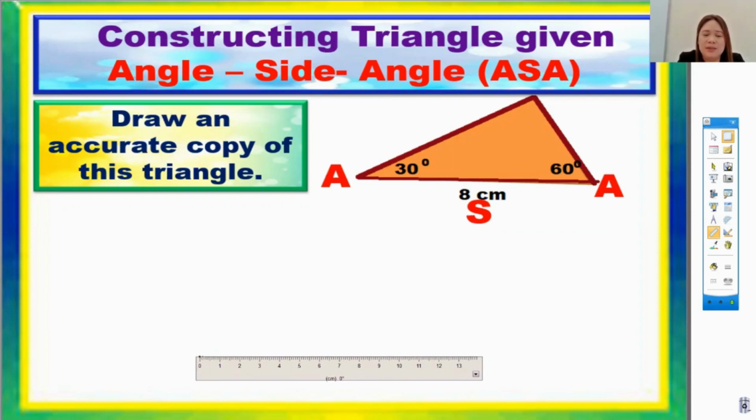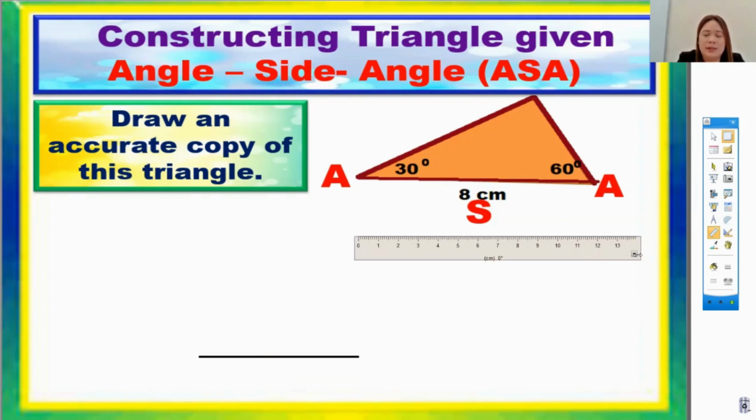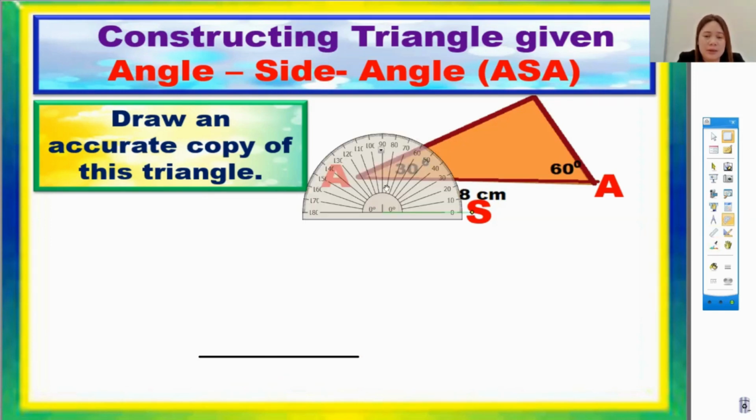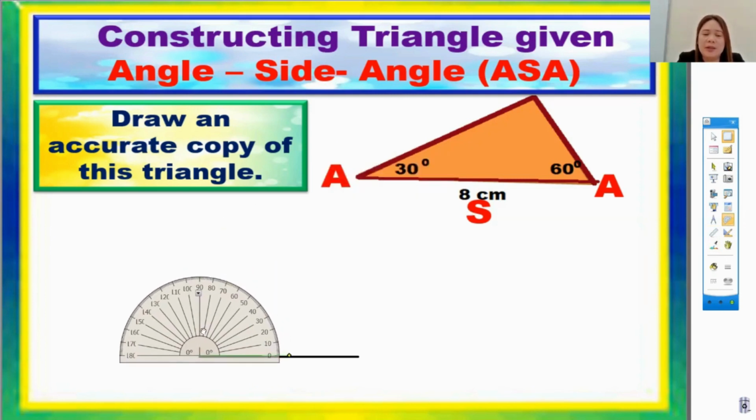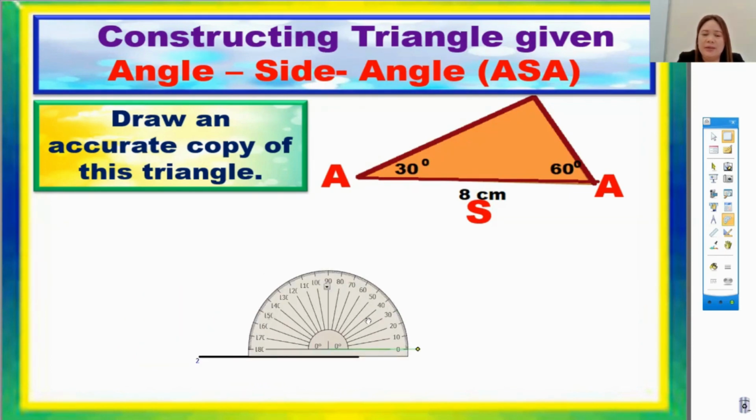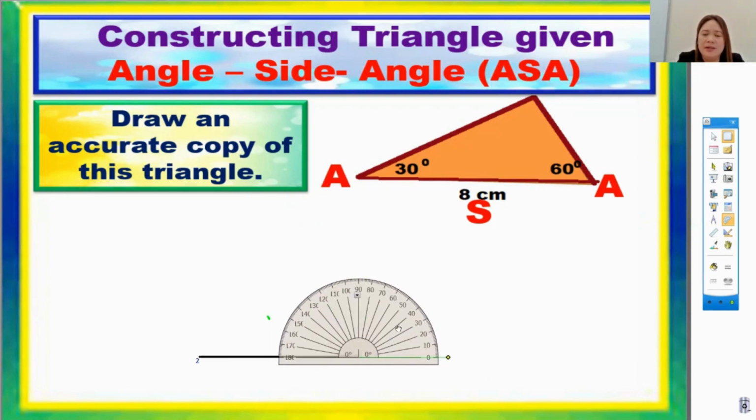So I'm going to draw from 0 to 8 centimeter here. Then since you are given two angles, what we need to do is use our protractor and place it at both ends, one end of your side and the other end of the side. And we have to put a mark, the first angle on the left is 30 degrees, as you can see here. And at the other end also, we have to mark 60 degrees.